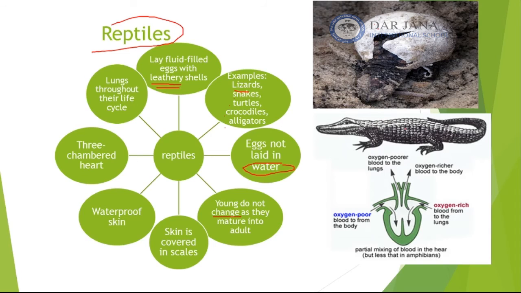Okay, their skin is covered by scales. You can see here the skin is covered by scales. Okay, and it is waterproof skin. A similarity is that they have a 3-chambered heart. Okay, here I'm showing you 1, and here 2, and this is the 3rd one. Another difference is that they have lungs throughout their life cycle. So they don't have gills when they are young.